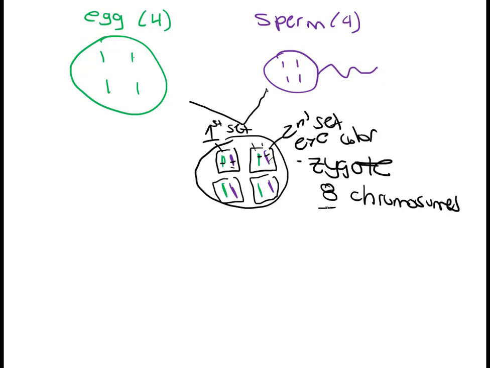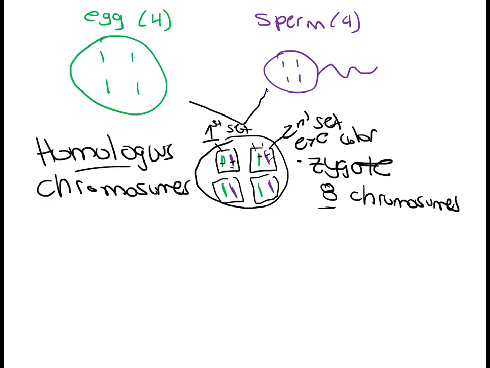So there's 8 chromosomes, but each one is a set. And because these genes are very similar to one another, we say they are homologous chromosomes. Homologous means similar. They both contain similar sets of genes.